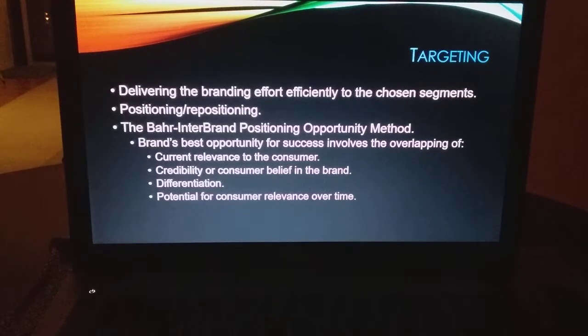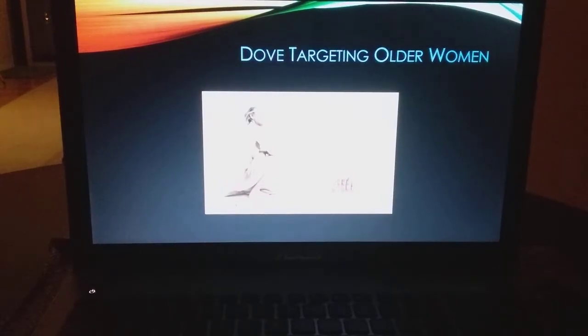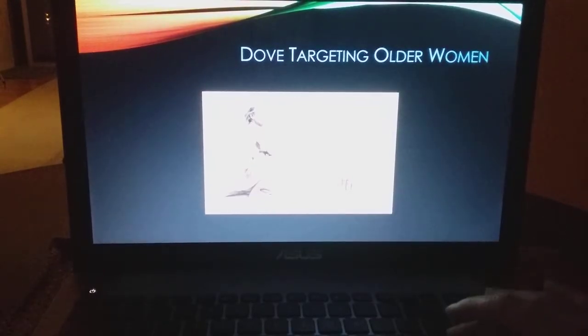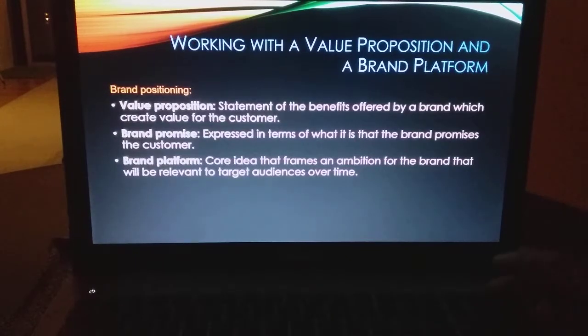this idea that your best opportunities is to see how relevant the product is to your customer. How much do customers really believe in the brand? How different is your brand? So how different is Buick from, say, a Toyota? And will it become something that customers are interested in over time? So also talking about brand repositionings, Dove, you can kind of see that Dove ad is the Dove is repositioning to attract older women. We saw another Dove commercial in the last chapter.